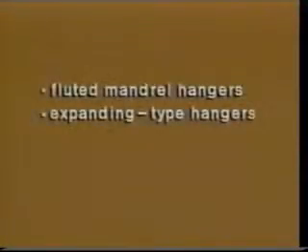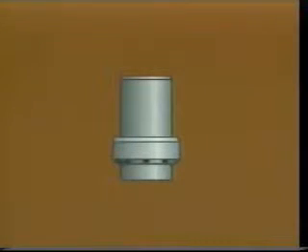A mudline suspension system usually has fluted mandrel or expanding type casing hangers. The fluted mandrel is generally used on larger casing, where casing ID and bit OD clearance is sufficient to allow a support shoulder to be used in the outer hanger.